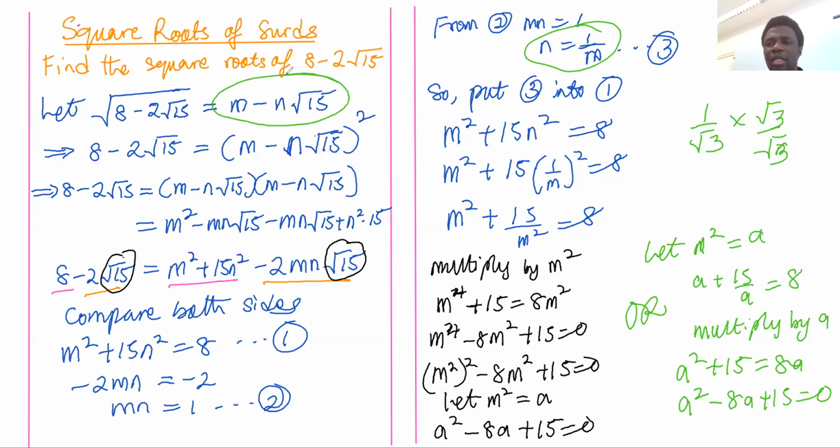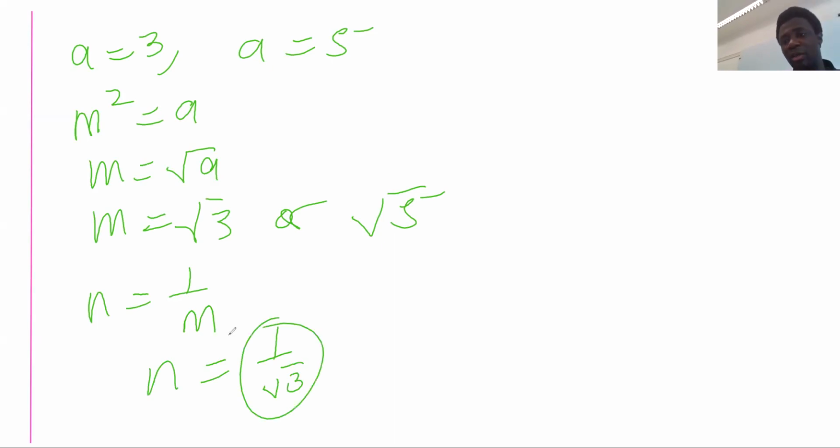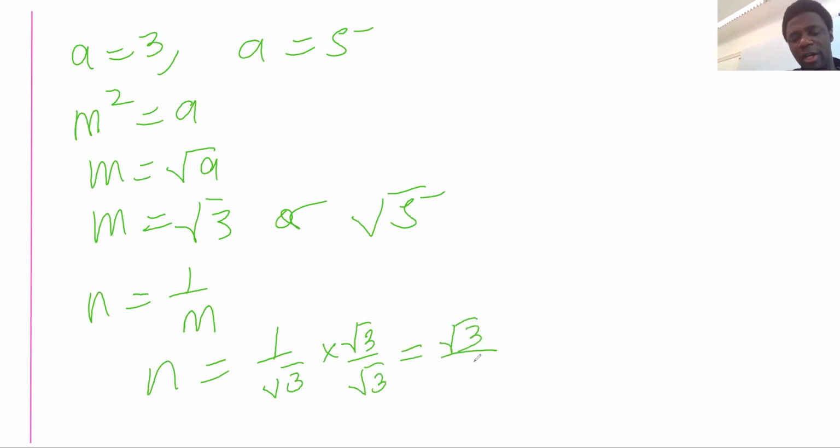Am I making sense, everybody? You are going to end up getting a is equal to 3, a is equal to 5. Substitute, remember m squared is equal to a. So m will be equal to square root of a. So m will be square root of 3 or square root of 5. Then you also remember that n is equal to 1 over m. So n is equal to 1 over root 3, for example. But you do not leave it here. Remember, we talked about that last time. So you have to rationalize. So that would be root 3 divided by 3.